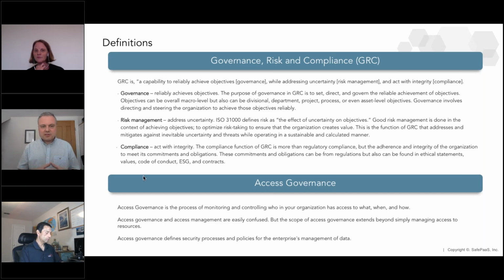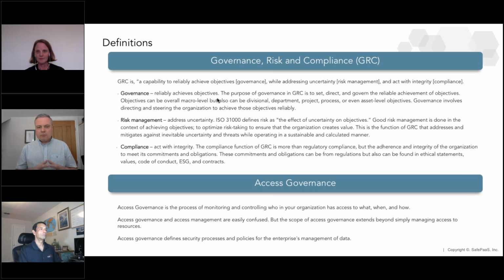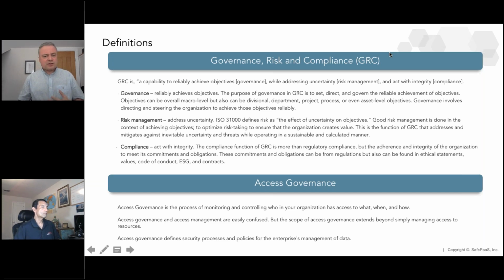If we think about governance, it's the setup and the processes to help reliably achieve objectives in an organization. And from a risk management point of view, it's about addressing uncertainty. ISO 31000 defines risk as the effect of uncertainty on objectives. So good risk management is about achieving those objectives, optimizing those risk-taking elements, and creating value. That's very much about identification and management of uncertainty.